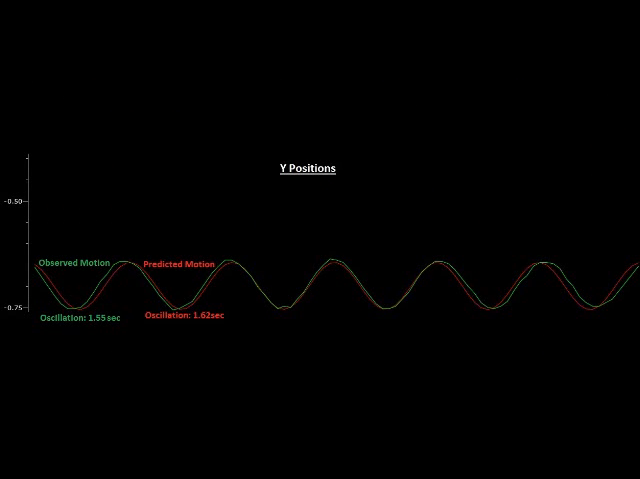Using the same technique I used to find the oscillation period in the x direction, I found the oscillation periods in the y direction, and these two are very similar but not exactly the same. The observed is 1.55 and the predicted is 1.62. When rounded to the nearest tenth, they're both 1.6, so they are very close, but not exactly the same, and this of course is due to the sensitivity to initial conditions.